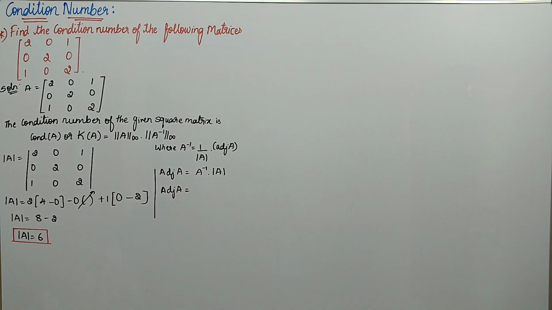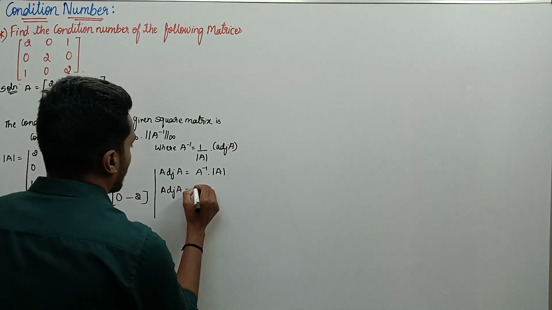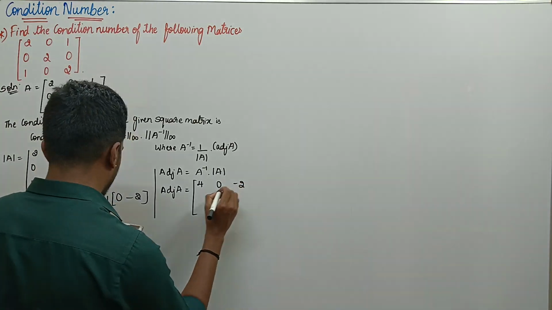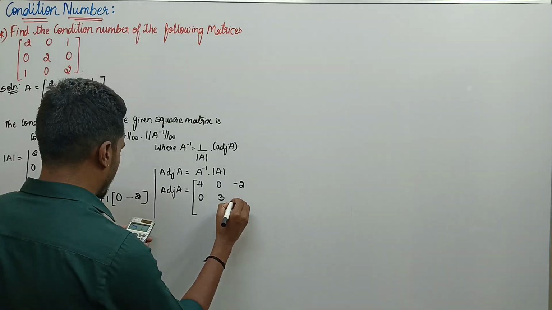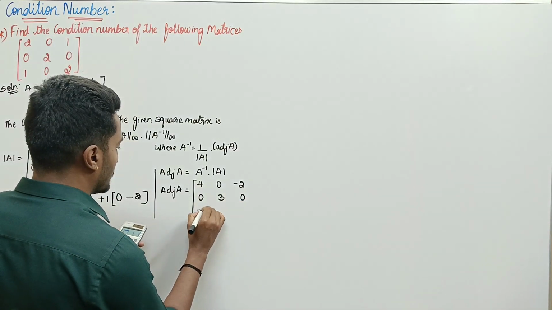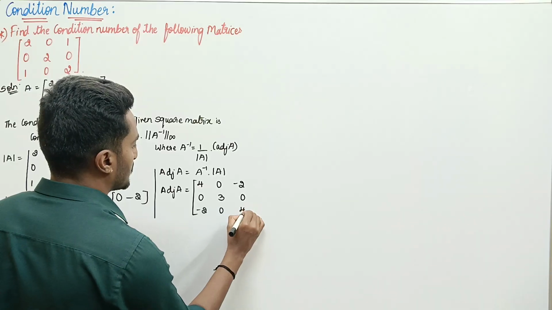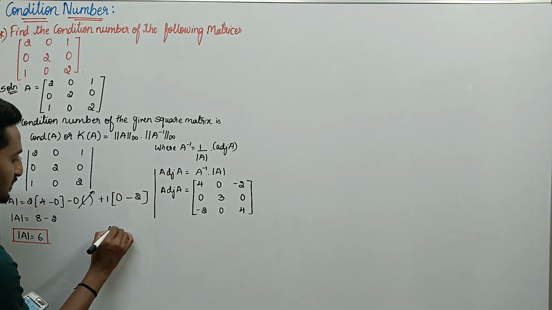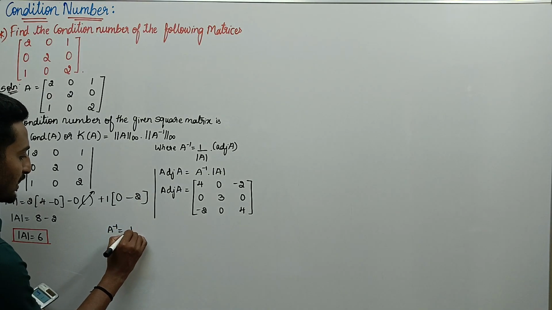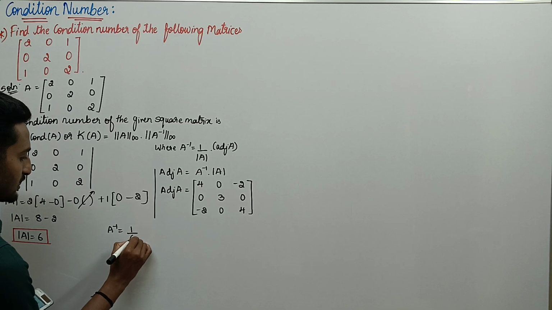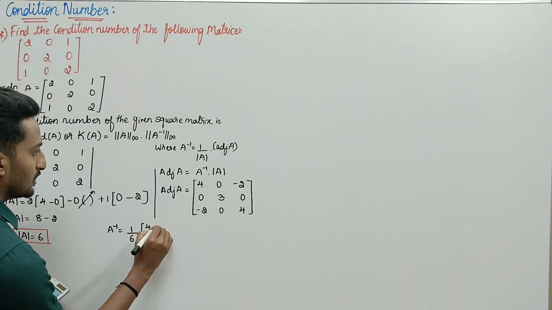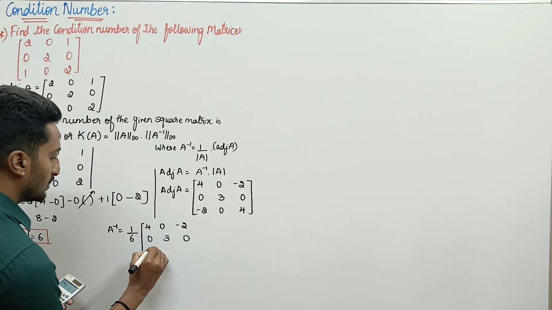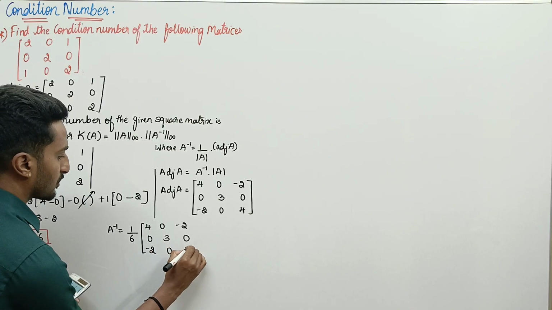What is adjoint of A? Adjoint of A is 4, 0, minus 2, 0, 3, 0, minus 2, 0, 4. This is our adjoint of A. Now, for this adjoint of A, let us represent A inverse. A inverse is equal to 1 by determinant of A, that is 6, into 4, 0, minus 2, 0, 3, 0, minus 2, 0, 4.